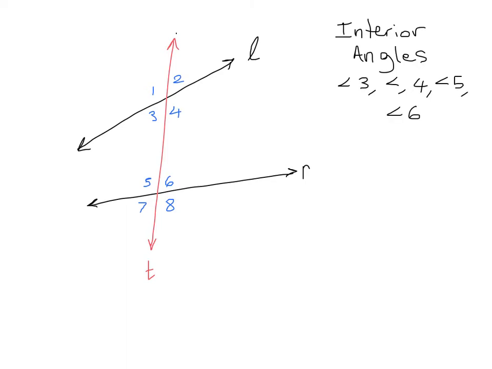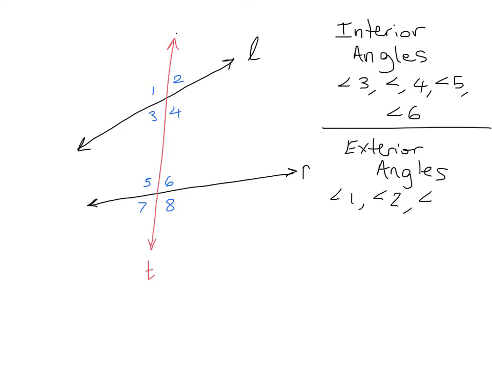All right, so in the same way, you probably can guess what our exterior angles are. The exterior angles are the angles that are formed on the outside of those coplanar lines, so the ones out here and out here. So our exterior angles are, let's get this down, angle 1, angle 2, angle 7, and angle 8.